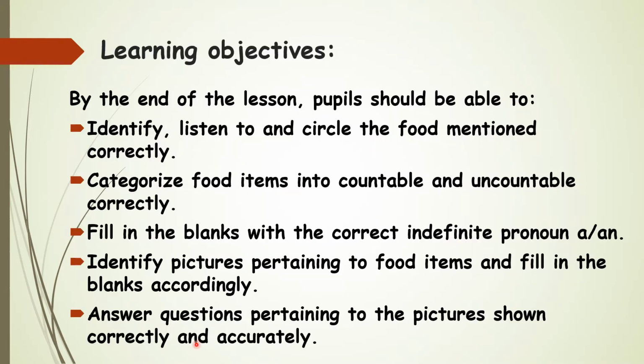Let's look at the learning objectives for today. By the end of the lesson, pupils should be able to identify, listen to, and circle the food mentioned correctly. Next one, categorize food items into countable and uncountable correctly. Next one, fill in the blanks with the correct indefinite pronoun a or an. Identify pictures pertaining to food items and fill in the blanks accordingly. Finally, answer questions pertaining to the pictures shown correctly and accurately.